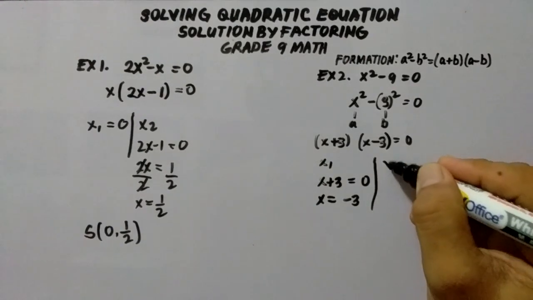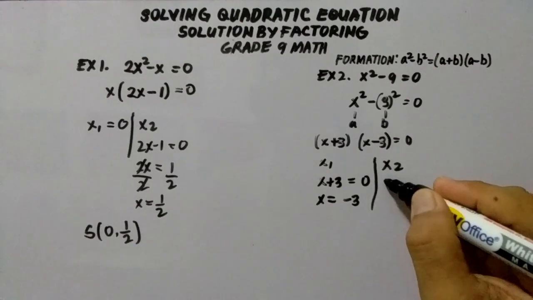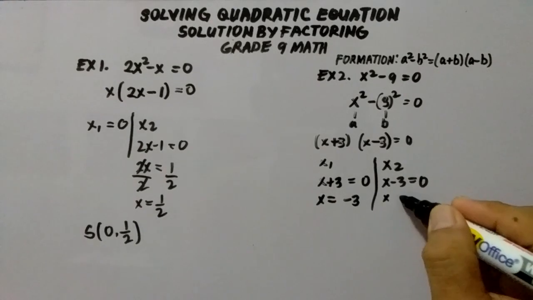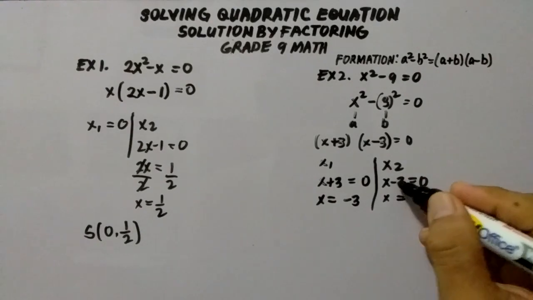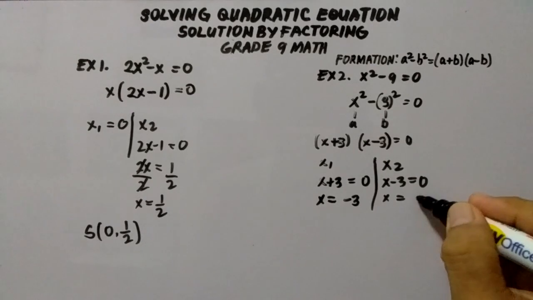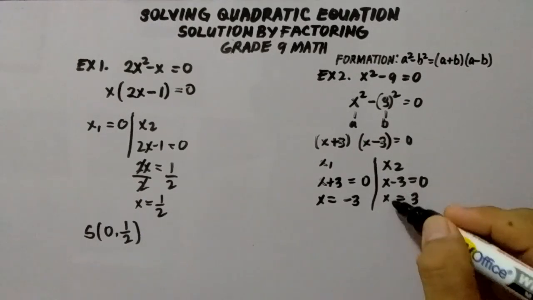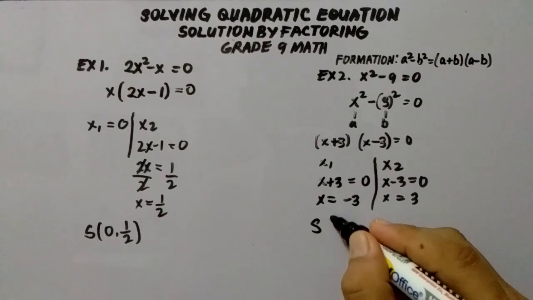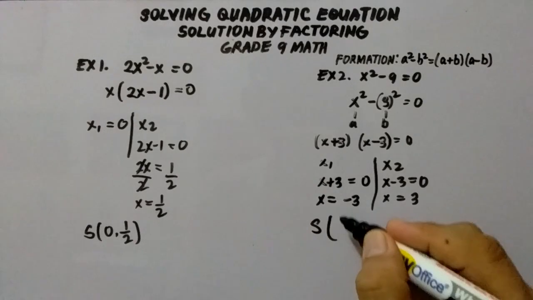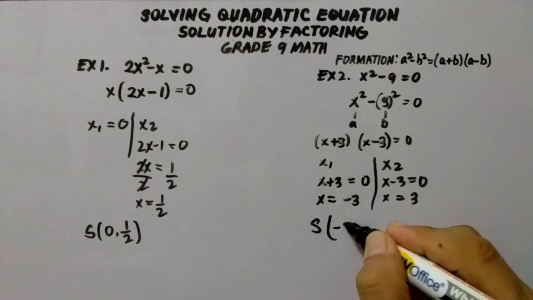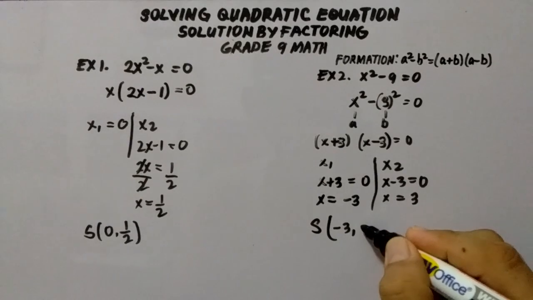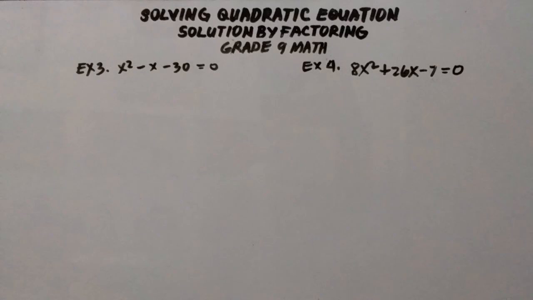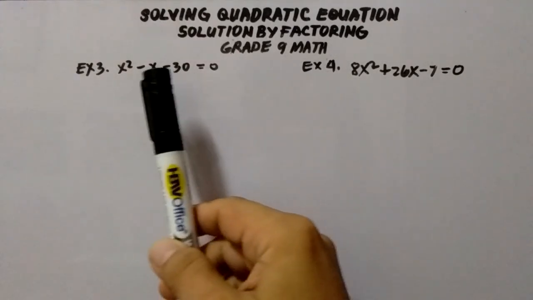Okay? So, let's find x of 2. Okay? So, we have x minus 3 is equals to 0. Then, x is equals to, okay, so let's transpose negative 3 to the right side. So, negative 3 become positive 3. Okay? So, x of 2 is equals to 3. Then, solution. X of 1, we have negative 3. Then, x of 2, we have positive 3. Okay. So, example number 3.